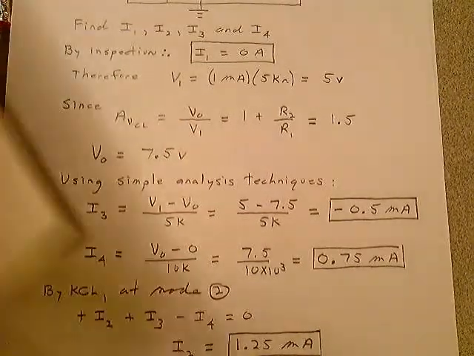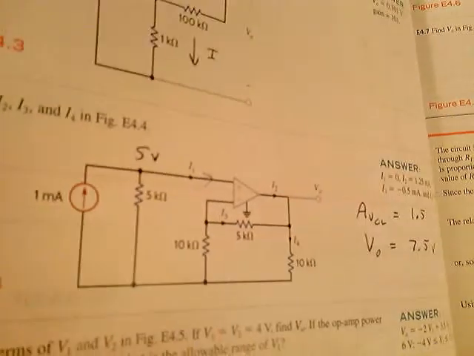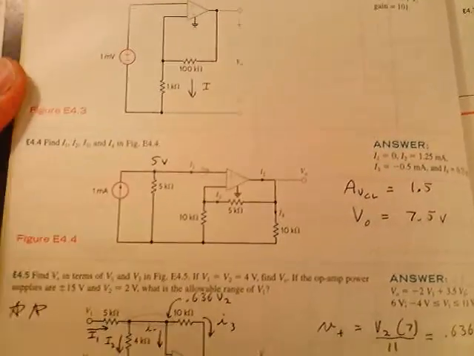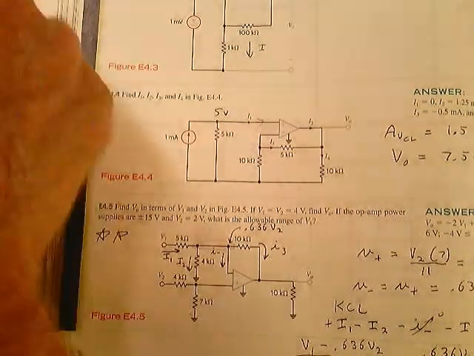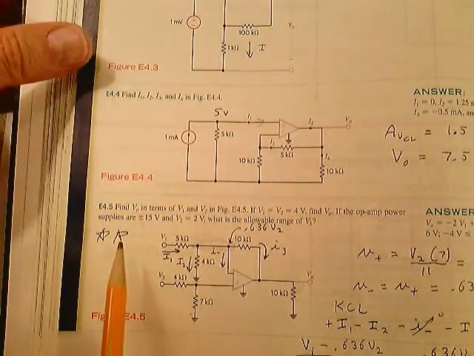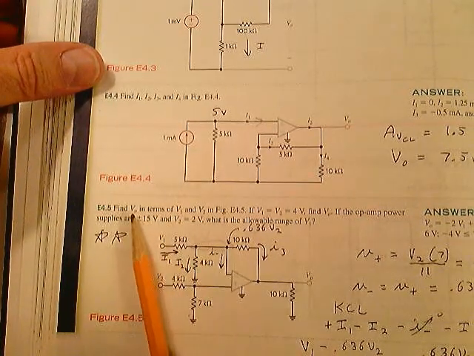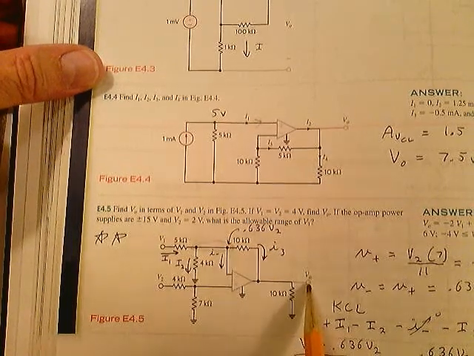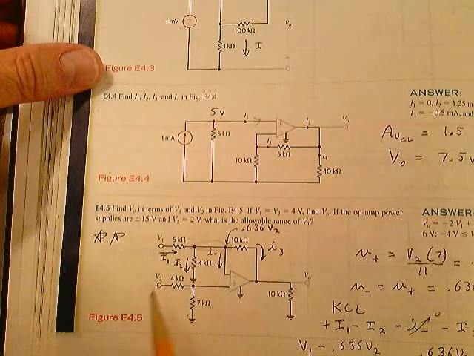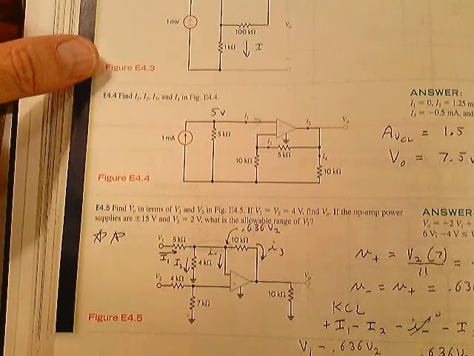Problem 4.5. Here's problem 4.5 in the book. Looks like this. Very good problems. Two stars on this problem. Find V out in terms of V1 and V2 in this figure. Here's V out, here's V1, and here's V2. I want you to find what the output voltage is in terms of V1 and V2.